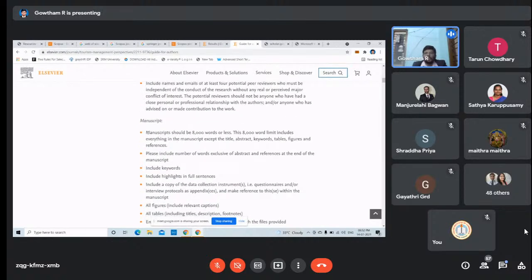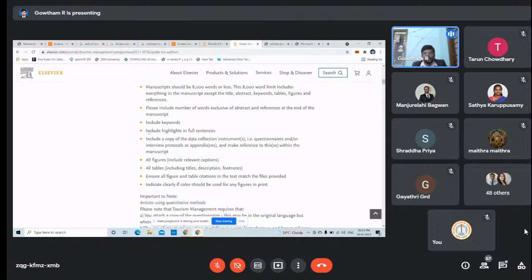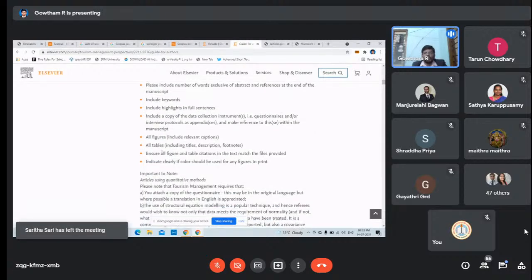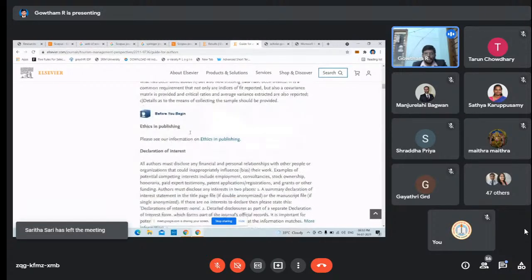Then with regard to the manuscript, it should be 8,000 words. So the maximum word limit is 8,000 or less. This will include everything except the title, abstract, keywords, figures. Your paper size can be 8,000. Then include keywords, include highlights in full sentences, all figures, so you can note all these guidelines.